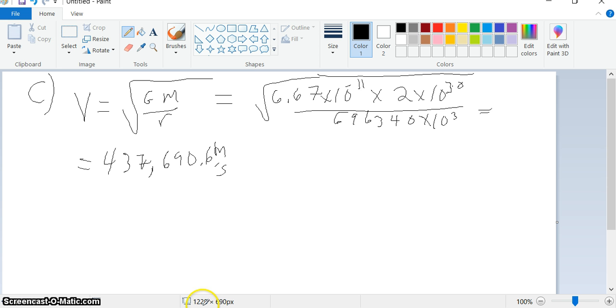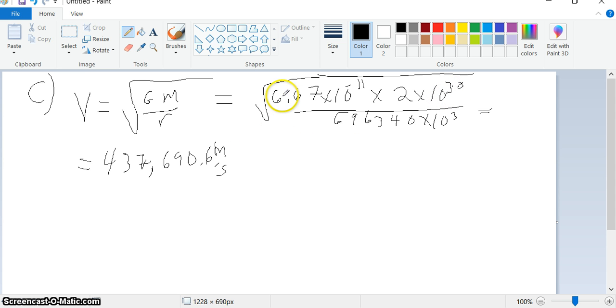And in this case, since it's right above the surface, R has to be in meters, by the way, so we're going to use the number that we used before, 696,340, but we changed it into meters, times 10 to the third. There's the universal gravitational constant, and there's, of course, the mass of the sun.